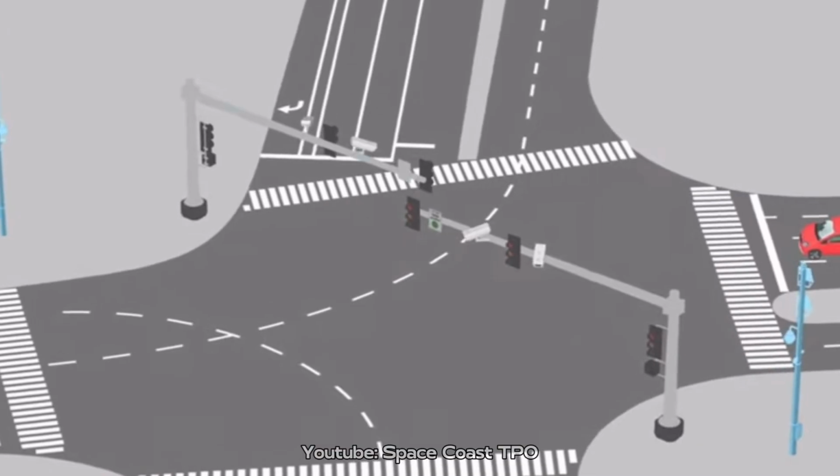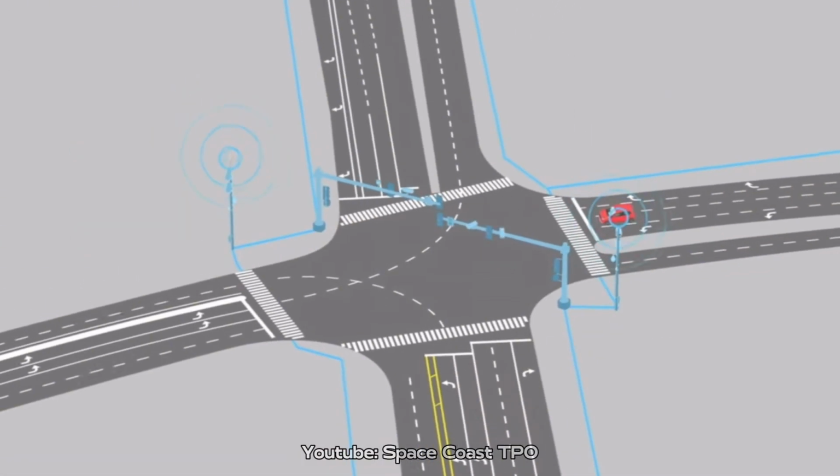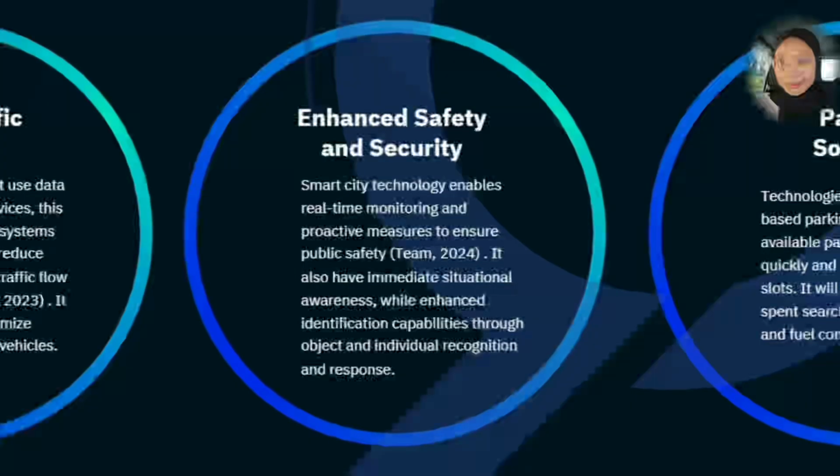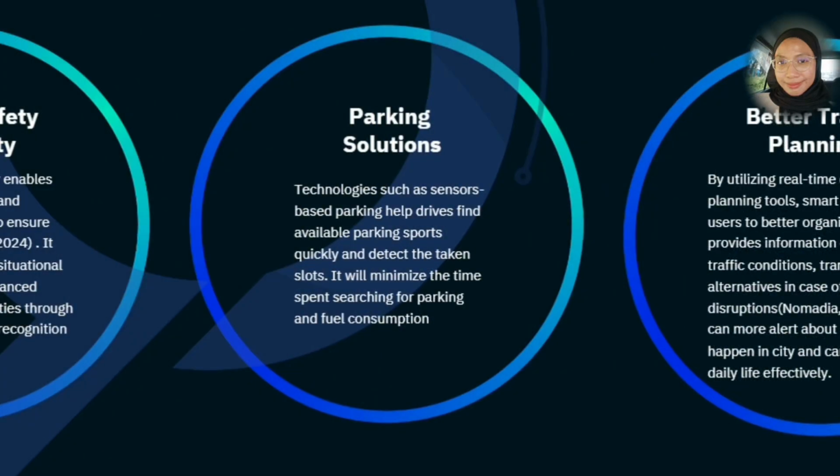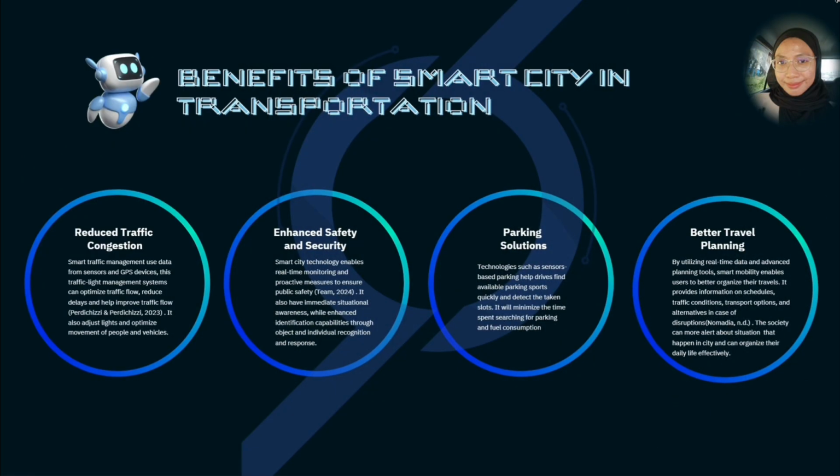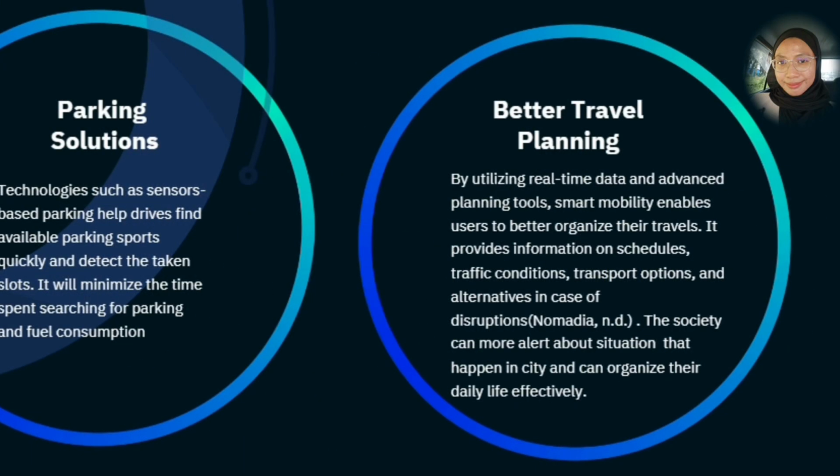Number 2, enhance safety and security. Smart city technology enables real-time monitoring and proactive measures to ensure public safety. Also, the third is parking solution, where technology such as sensor-based parking helps drivers find available parking spots quickly and detect the taken slots. Lastly, better travel planning. By utilizing real-time data and advanced planning tools, smart mobility enables users to better organize their travels. It provides information on schedules, traffic conditions, transport options, and alternatives.